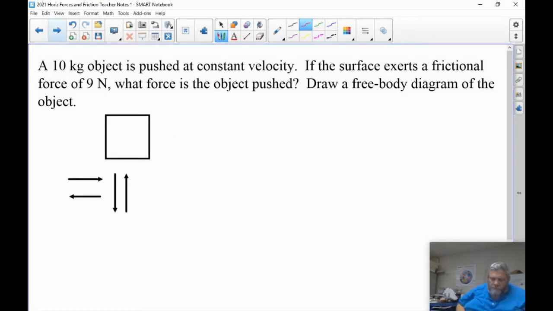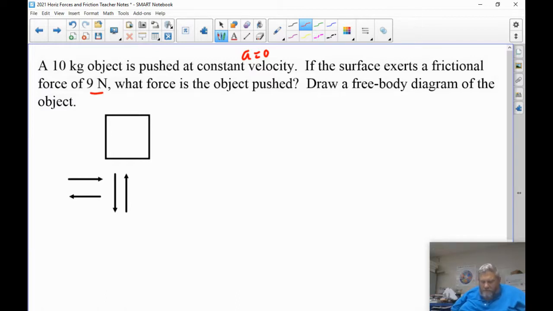So let's look at another one. We've got a 10-kilogram object. It's pushed at a constant velocity. Constant velocity means the acceleration is 0. If the surface exerts a frictional force of 9 newtons, what is the force of the object pushed?